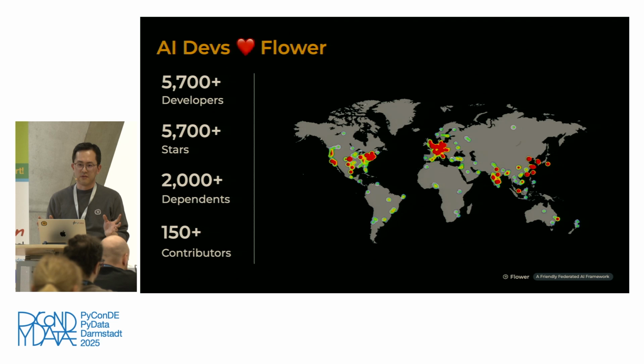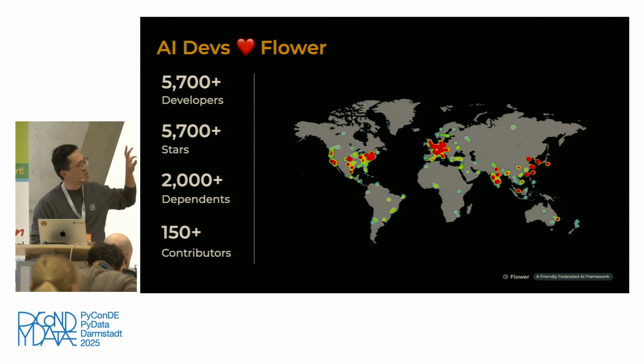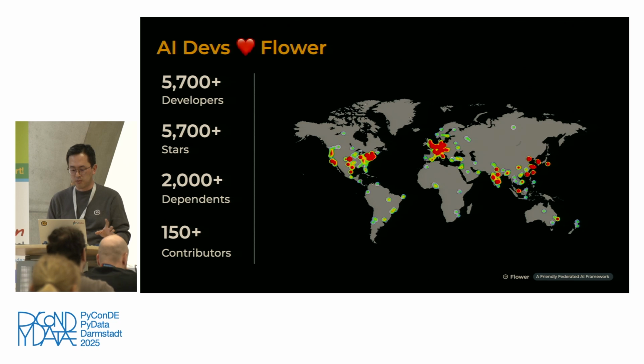I think it's safe to say that AI devs love Flower. As of yesterday, we have 5,700 stars in our GitHub repo, and 2,000 projects that depend on the Flower framework itself.